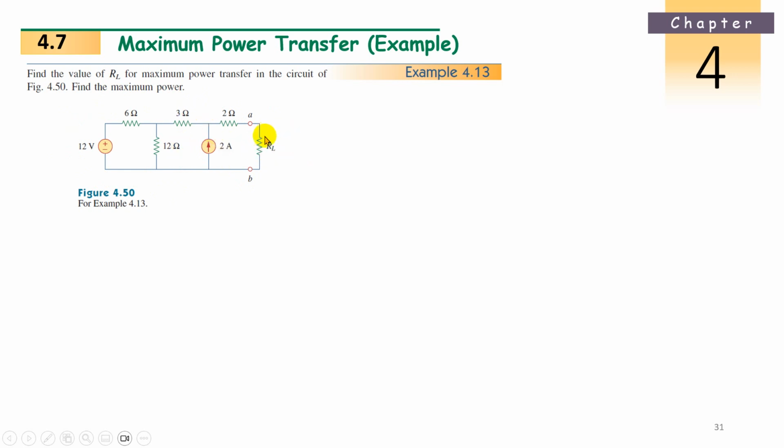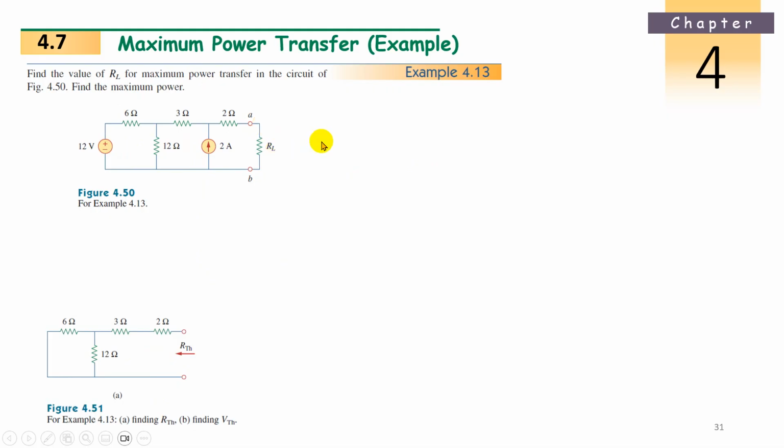Then we have to find the maximum power. Directly, maximum power we can't find without knowing the V Thevenin and R Thevenin. So just remove the RL and find the V Thevenin and R Thevenin first. Then keep the RL and find the maximum power. Now, R Thevenin. How to find the R Thevenin?